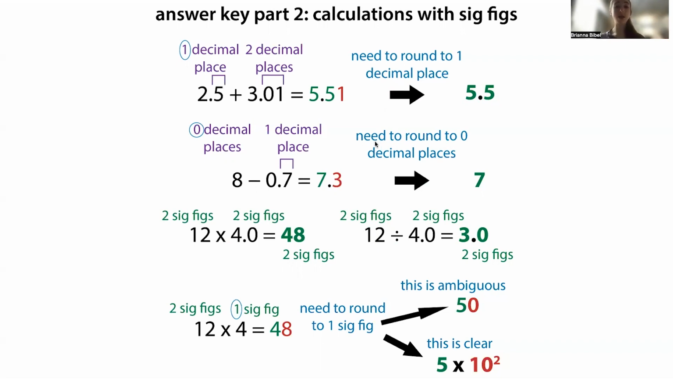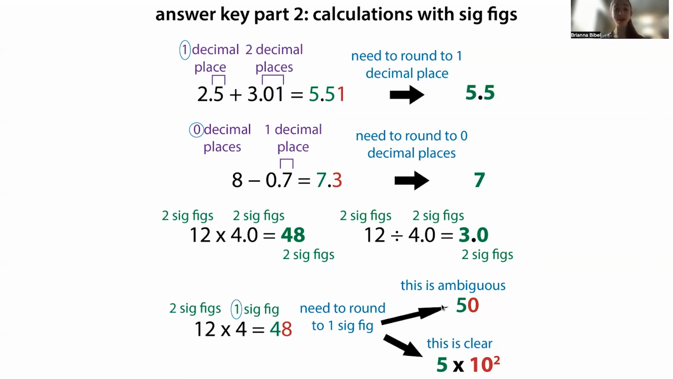Okay, so what about when you have subtraction? The rules are the same. With 8, we have 0 decimal places. With 0.7, we have 1 decimal place. And so our answer is 7.3. We're going to need to round it to 0 decimal places, so 27.